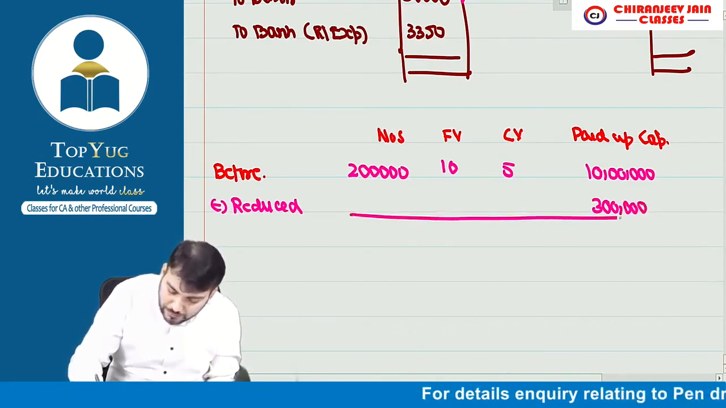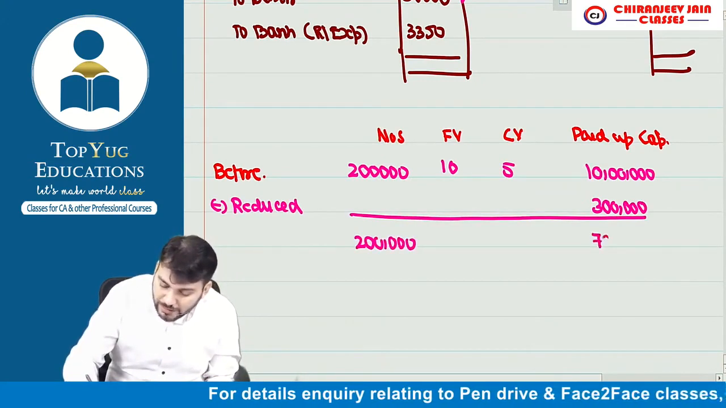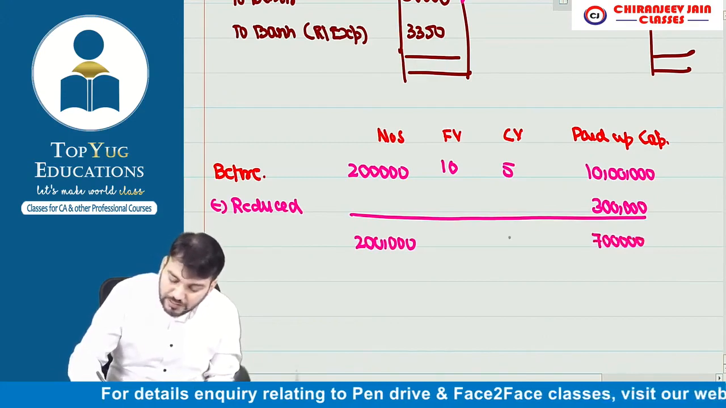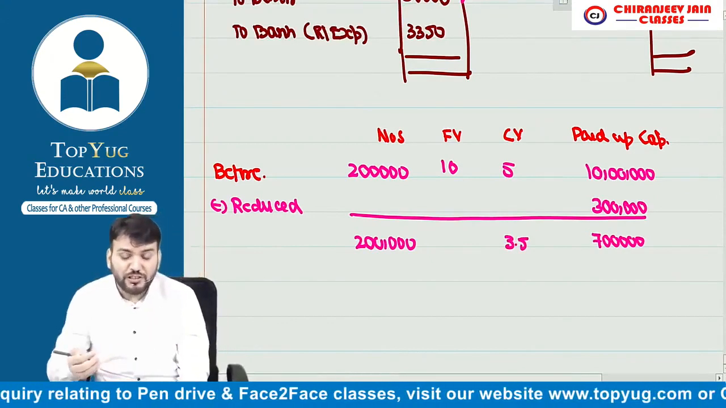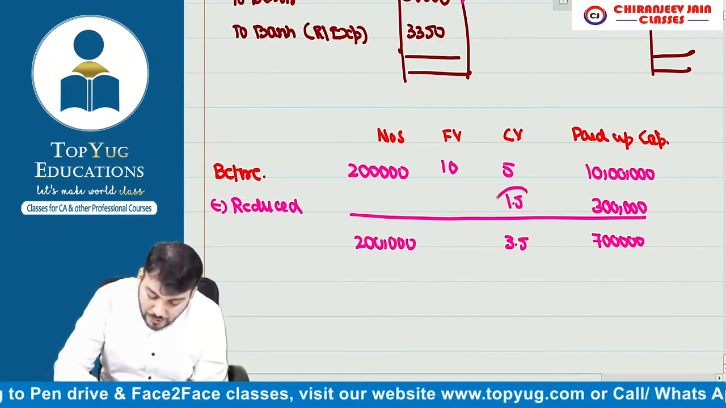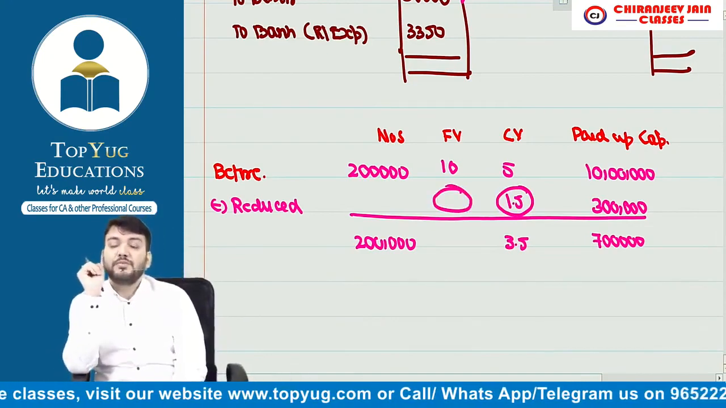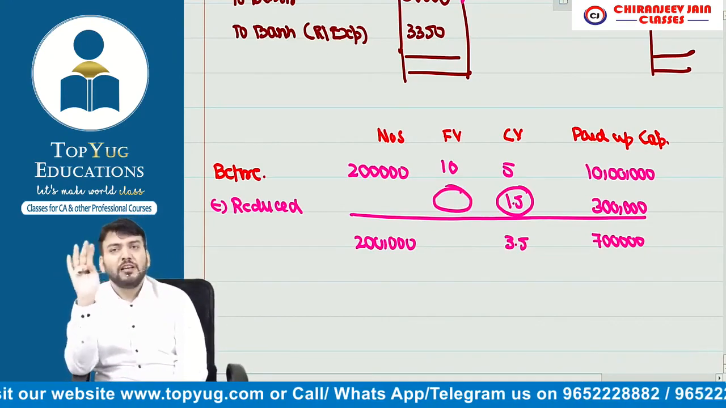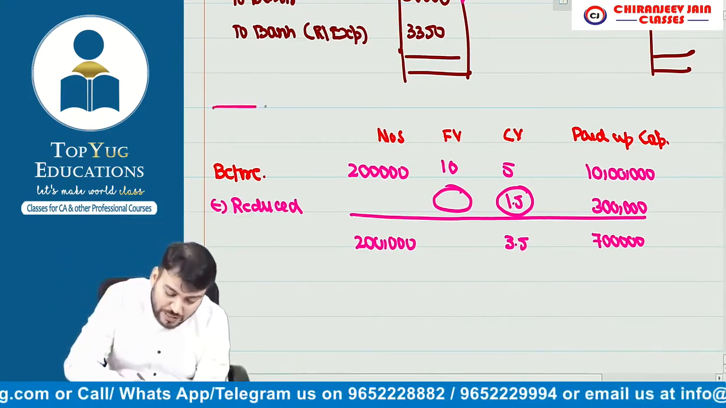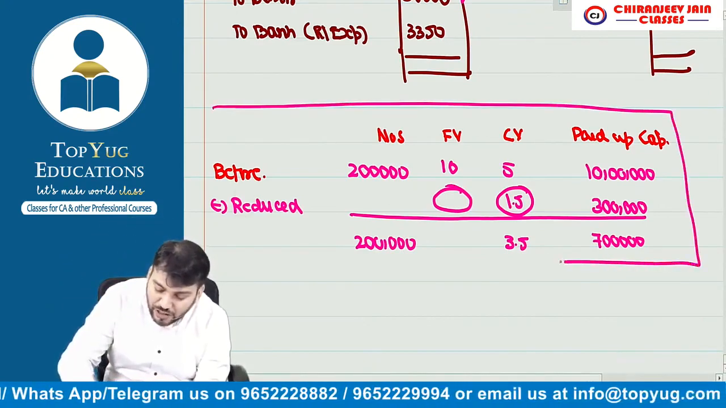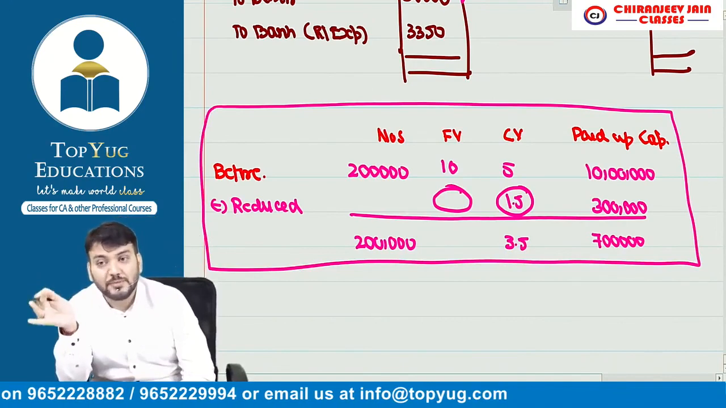So now it becomes 7 lakh, which means called up value becomes 3.5, reduced by 1.5. Now the question is whether face value will change, means whether the class of shares will change. If the question is silent about changes in the class, we will not change it on our own. Always assume there is no change in the class of shares unless it is specified in the question.